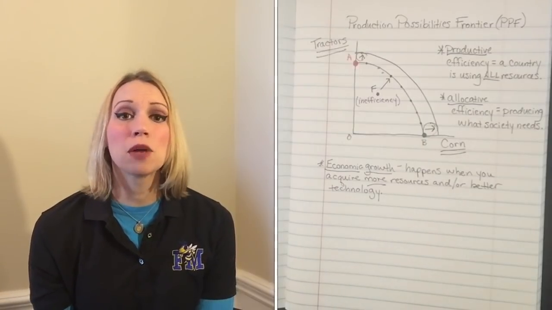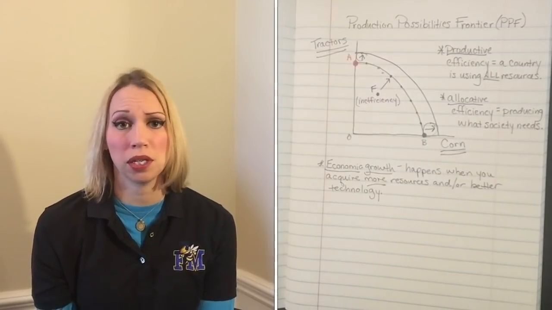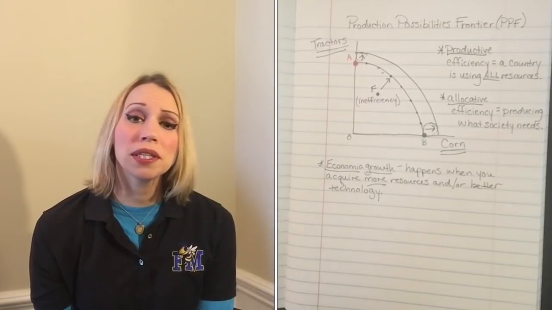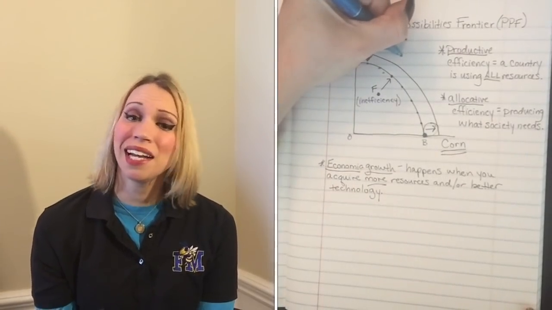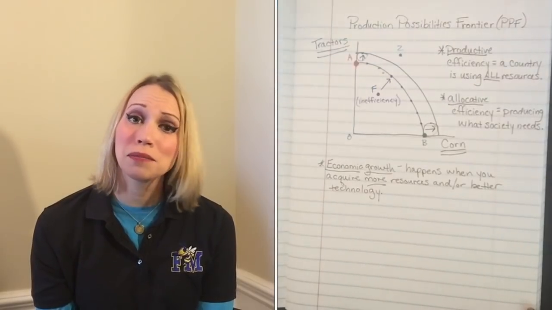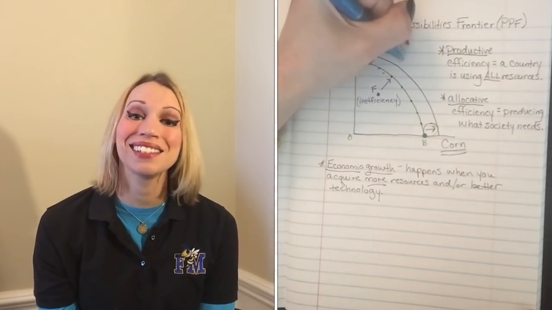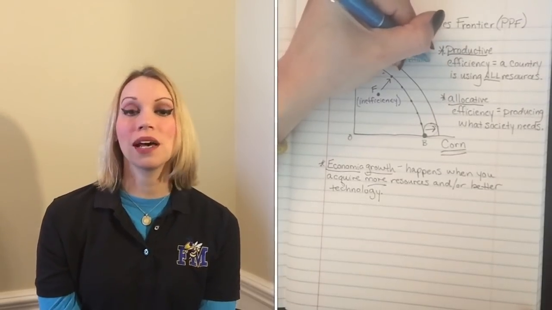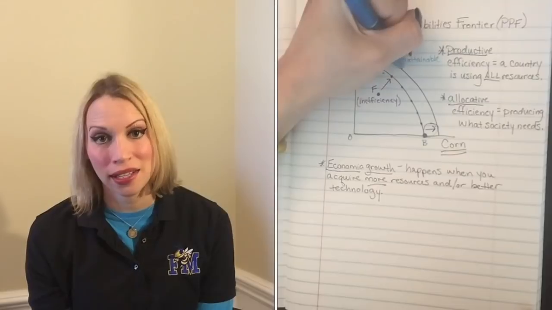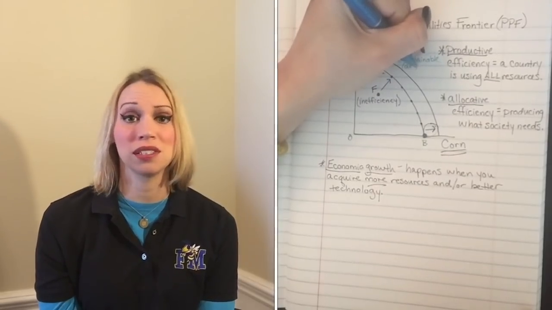What about points that are beyond your production possibilities frontier? If there's a point that's beyond your production possibilities frontier, literally we say that is beyond our capabilities at this time, given our resources and technology. We call those points unattainable at this time with our given resources and technology.